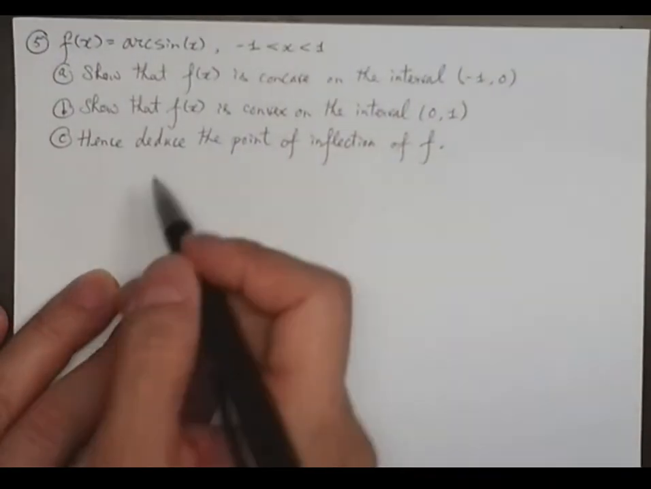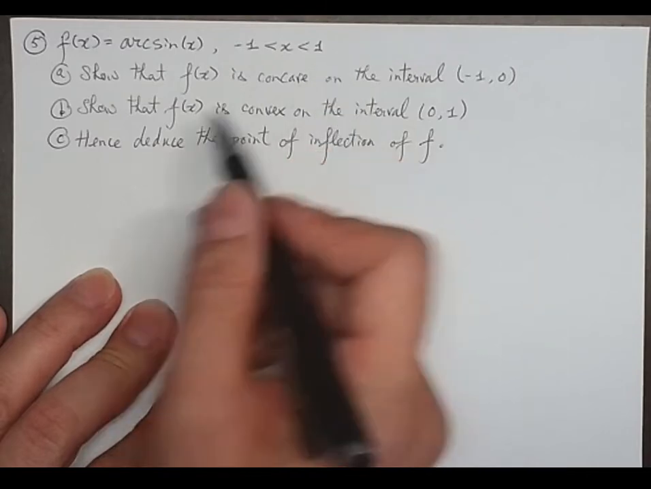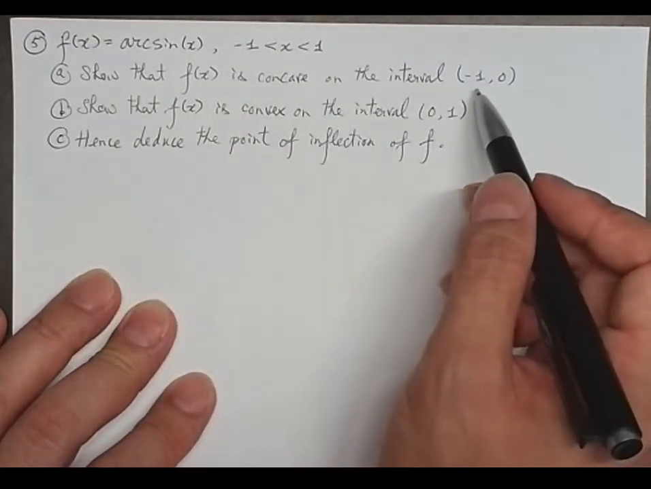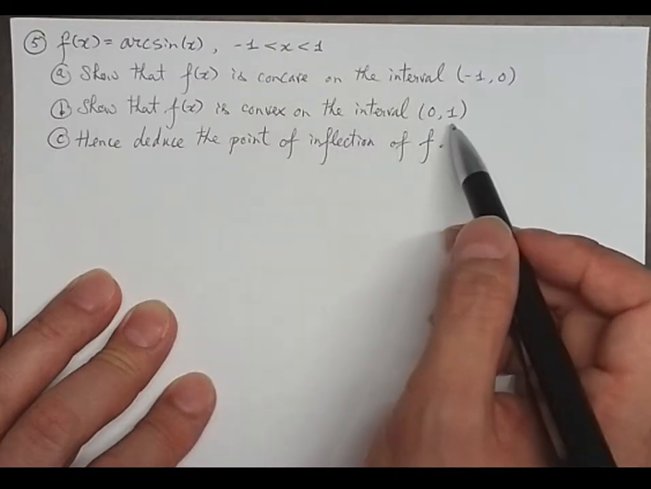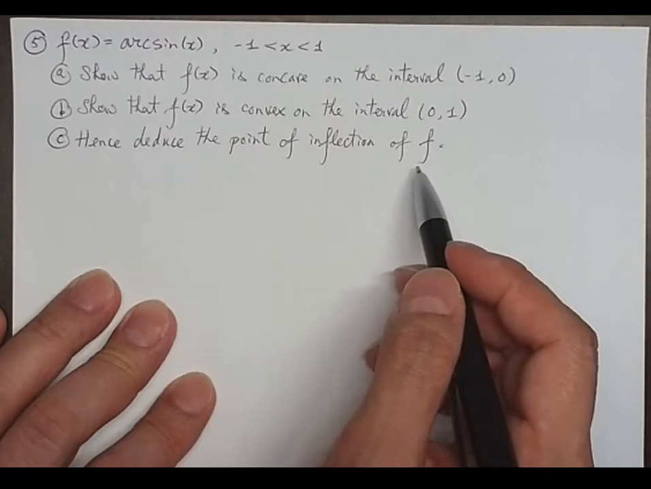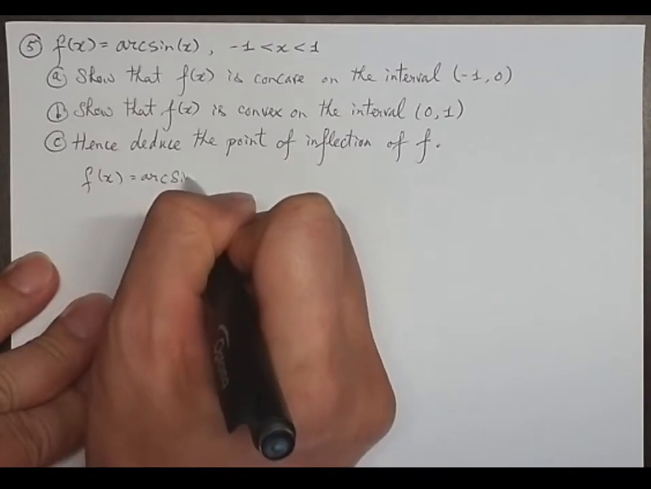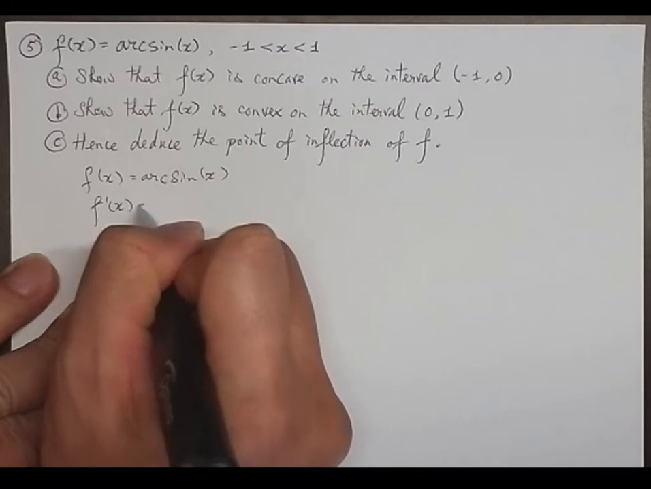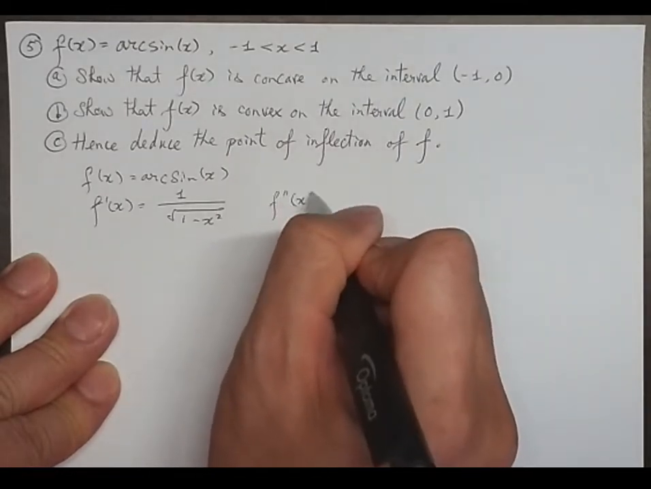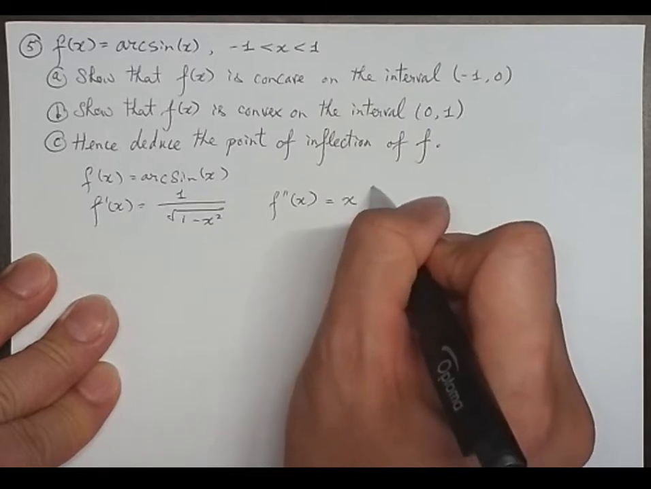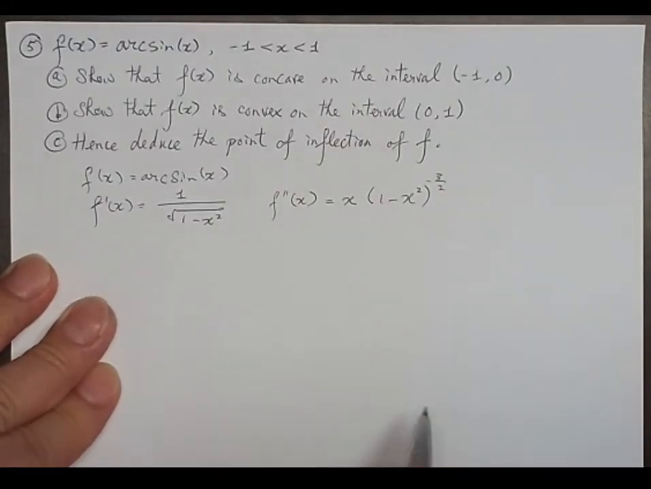Question number 5, we have 3 parts, A, B, C. f(x) equal to arcsin x, and x is from -1 to 1. Show that f(x) is concave on the interval from -1 to 0, and show that f(x) is convex on the interval from 0 to 1, and hence deduce the point of inflection. So f(x) equals arcsin x, f'(x) is equal to 1 over the square root of 1 - x squared, and f''(x) is equal to x(1 - x squared) to the power of -3/2. This is the second derivative.